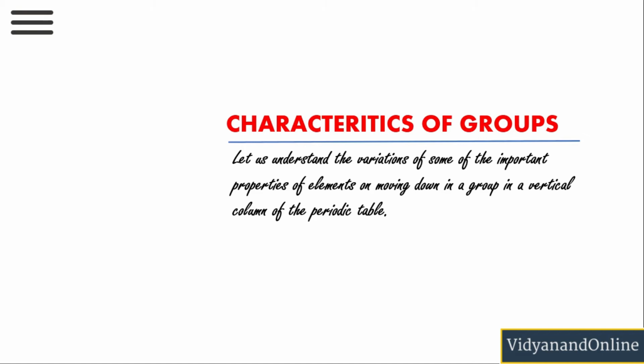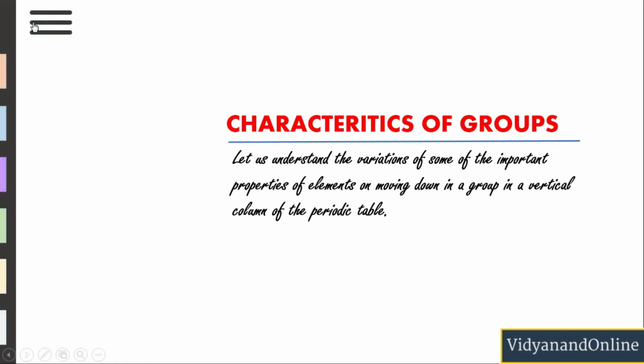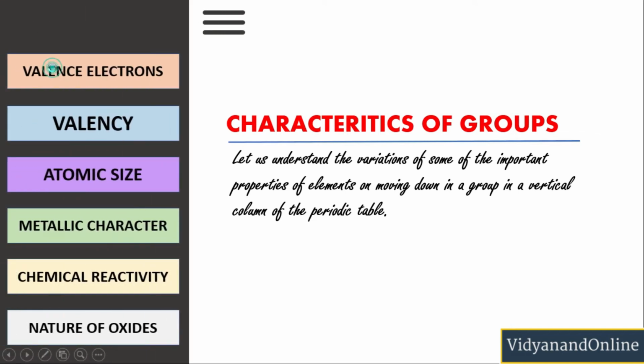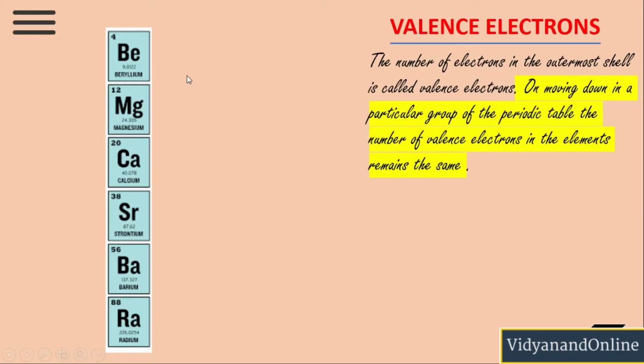Now in a group we are going to move up and down. So we are going to see what will happen if we go down the group in a periodic table. The very first property here is valence electron. Now let us see what will happen to valence electrons. When you move down the group, the valence electron remains the same. That is, the number of electrons in the outermost shell remains the same.